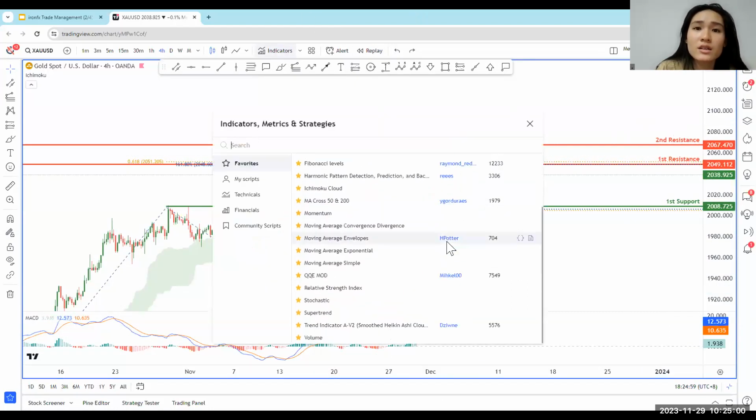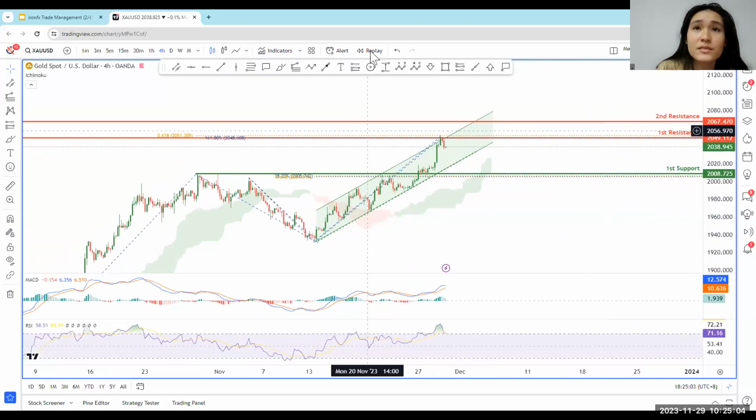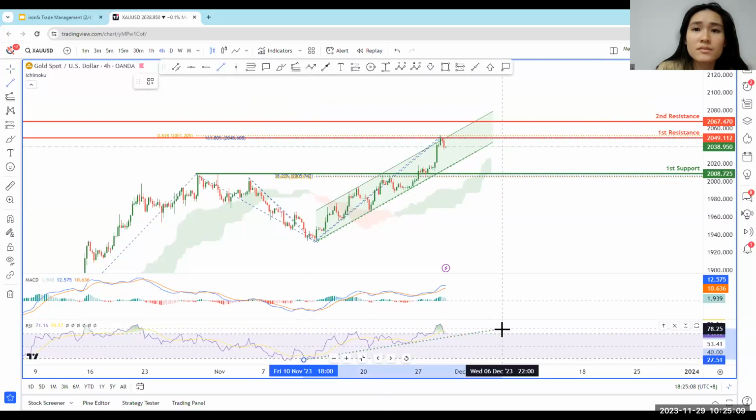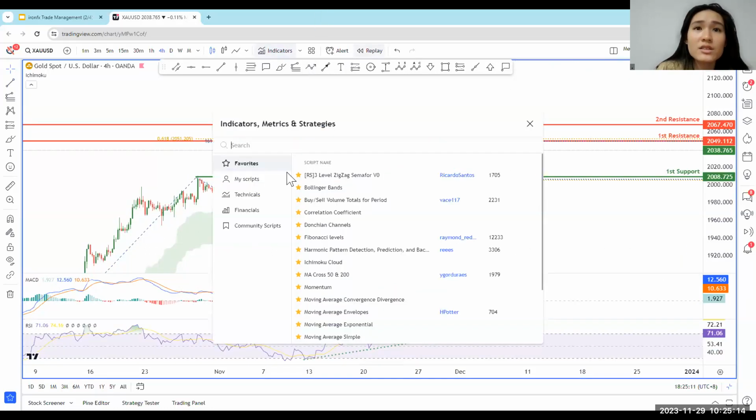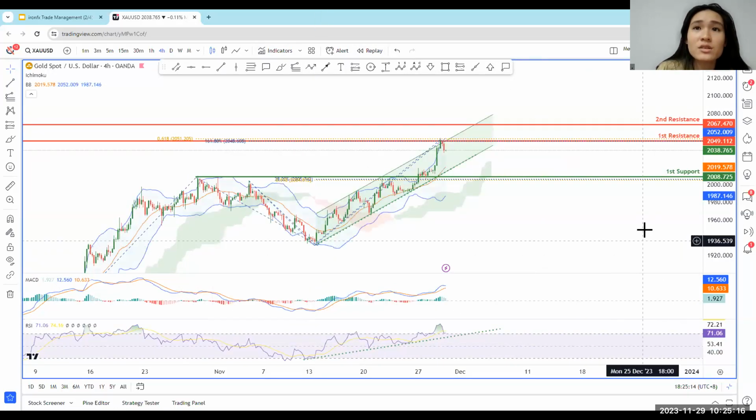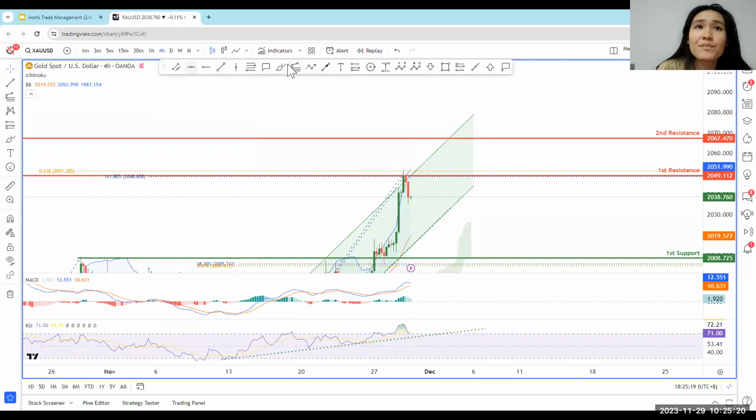Okay, and then let's take a look at RSI. Yeah, RSI is also moving in an ascending trend line. Let's take a look at Bollinger Bands. You can see over here that it's breaking out of the upper channel. So even though there is a reversal here, we can expect price to continue pushing outwards.